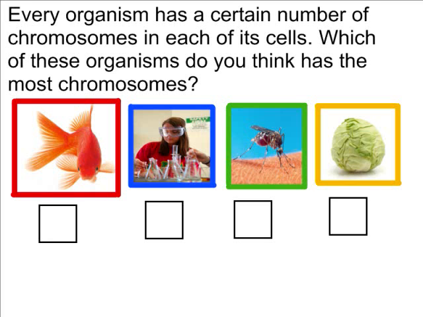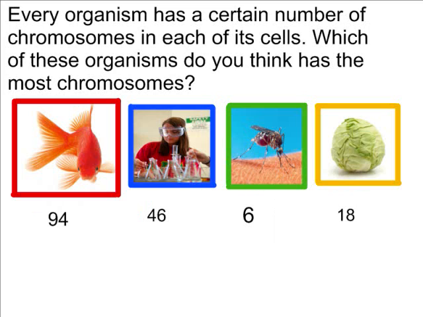Right, now, every organism has a certain number of chromosomes in each of its cells. I'd like you to pause the video and see if you can guess which of these organisms has the most number of chromosomes. If you said humans, I am sorry, you are wrong. It is the little goldfish on the left-hand side. Right, just because you have a lot of chromosomes doesn't make you more complex. It has to do with the genes that are required to actually make that organism.